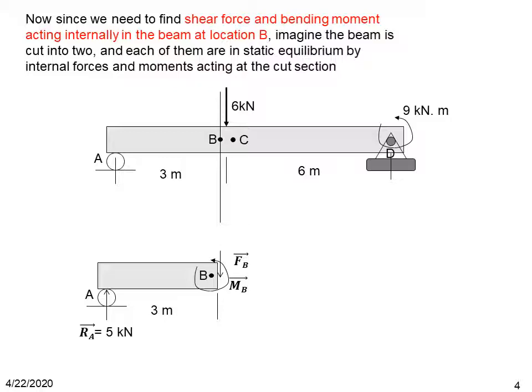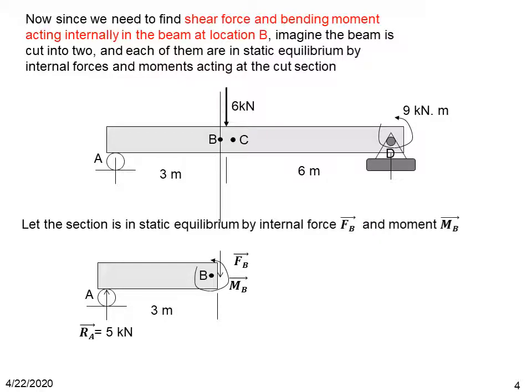Now we have an external force, which is the reaction at A, acting on that beam. And since we are cutting the beam to the left of 6 kilonewton, we don't worry about the 6 kilonewton in the left part of the beam. But we are assuming that the beam is under static equilibrium by a force FB acting at the cross section, right of B where we cut the beam. And also we assume a moment MB is acting at that cross section, so that the left cut section of the beam AB will be in static equilibrium.